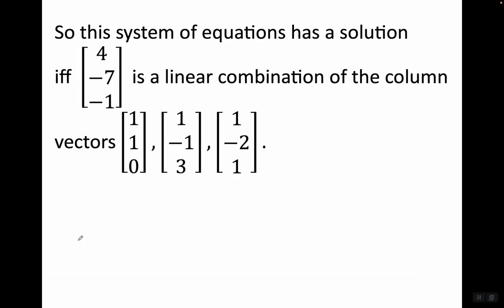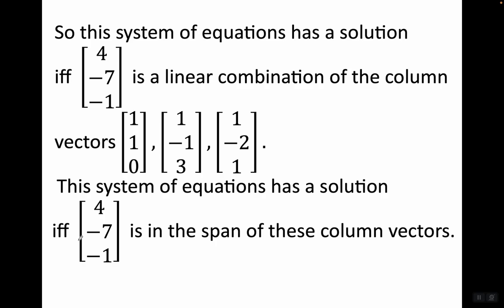So this system of equations has a solution if and only if 4, negative 7, negative 1 is a linear combination of the column vectors 1, 1, 0, 1, negative 1, 3, 1, negative 2, 1. Another way of putting it, this system of equations has a solution if and only if 4, negative 7, negative 1 is in the span of these column vectors.